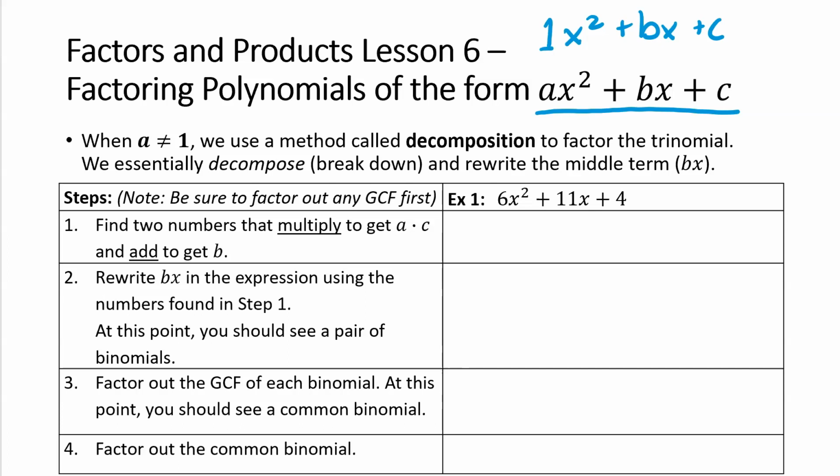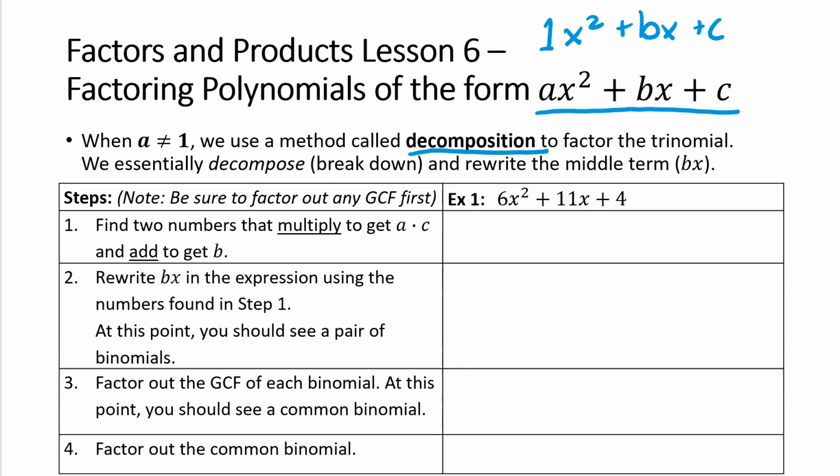So it could be a 2, a 3, a -5, for instance. And when a doesn't equal 1, we use a method called decomposition to factor the trinomial. To decompose something is to break it down. So what we're going to do is break down the middle term, the bx part. We're going to break that down and then rebuild in a factored form. So let's take a look at this first example.